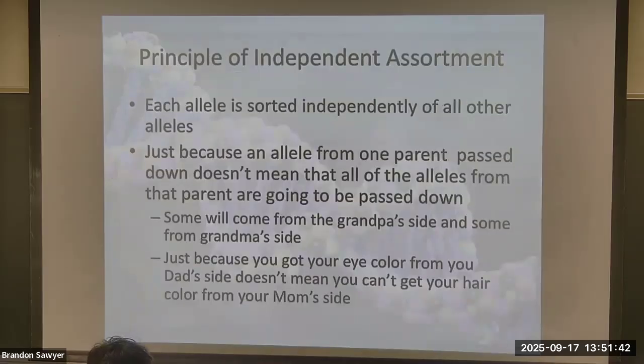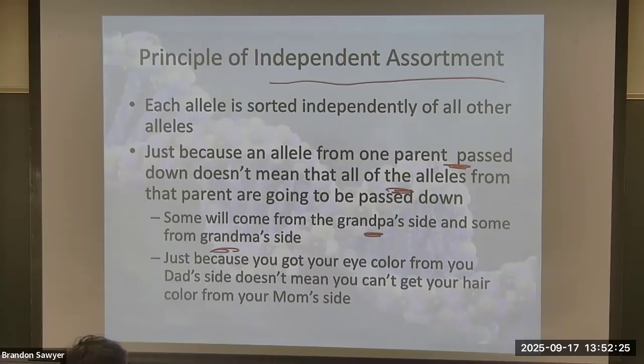One of the principles of Mendelian genetics from Gregor Mendel is called independent assortment. With the principle of independent assortment, it pretty much means that each allele is independent from the other allele. Just because an allele from one parent is passed down doesn't mean that all of the alleles from that same parent are going to be passed down, right? So some will come from one side of the family, whereas some come from the other side. Another practical way to say it: just because you got your eye color from your dad doesn't mean that you can't get your hair color from your mom's side, right? So kind of this independent assortment.